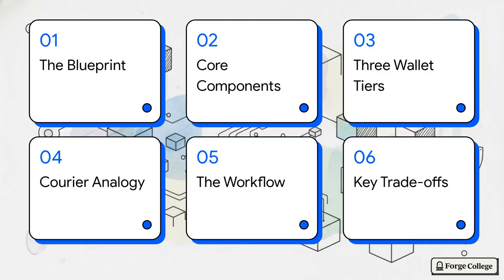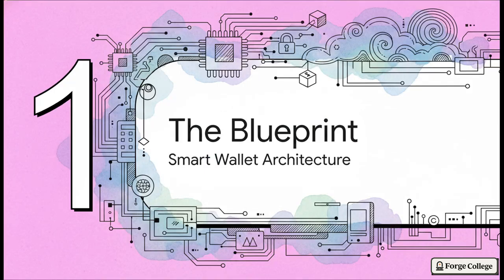Okay, let's dive into this engineering index. We are going to map out the blueprint, meet the core components, explore the 3 wallet tiers, look at a really handy courier analogy, trace the actual workflow, and finally, weigh some key trade-offs. All right, part 1, the Smart Wallet Blueprint.